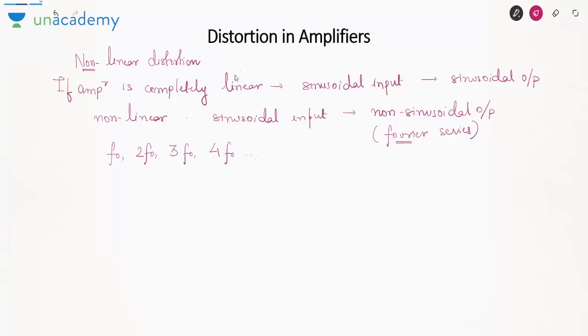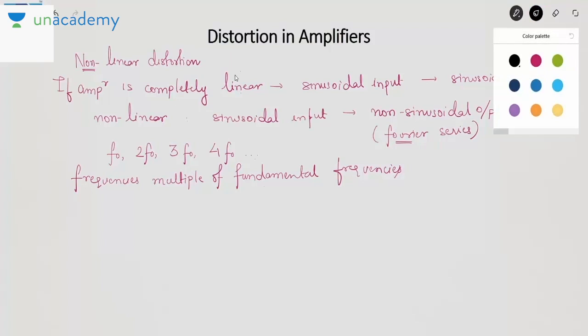That is, frequencies that are multiples of the fundamental frequency, or you can say new frequencies will be introduced in the output due to the non-linear nature of the amplifier.